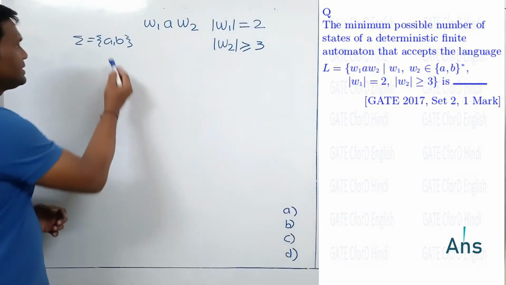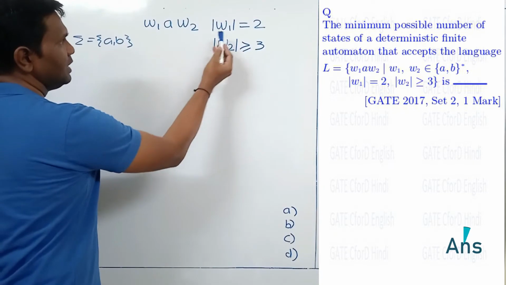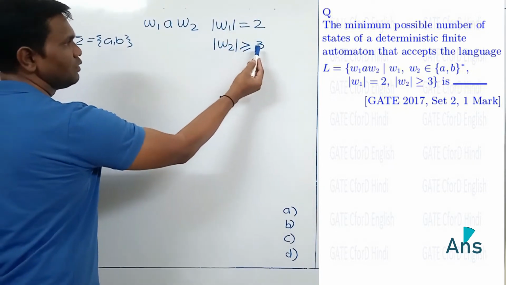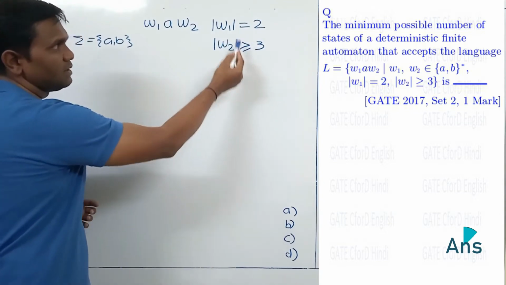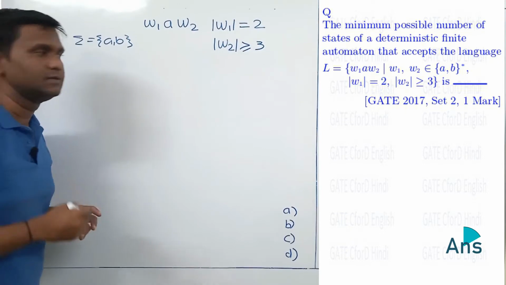So the alphabet contains A and B. The format of the string is W1 A W2. The length of W1 is exactly 2. The length of W2 is greater than or equal to 3. So this part is exactly equal to 2, and this part is greater than or equal to 3. You have to read that part carefully.